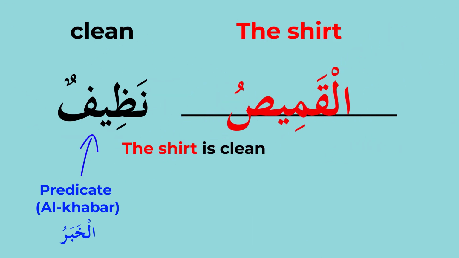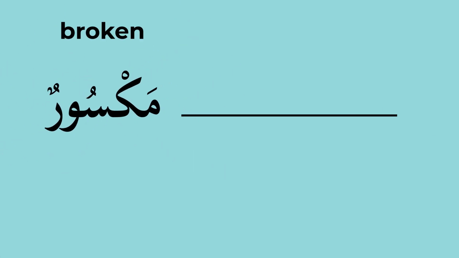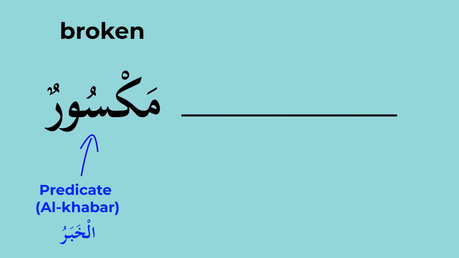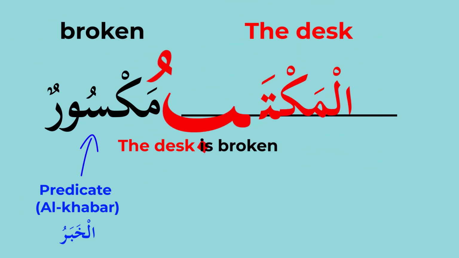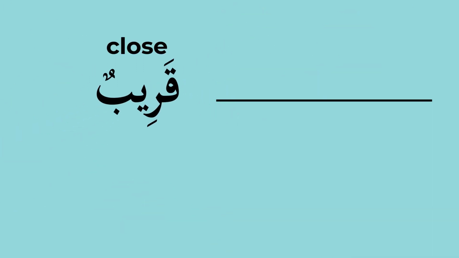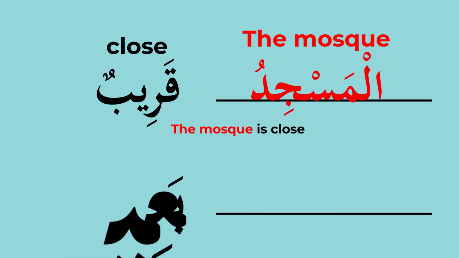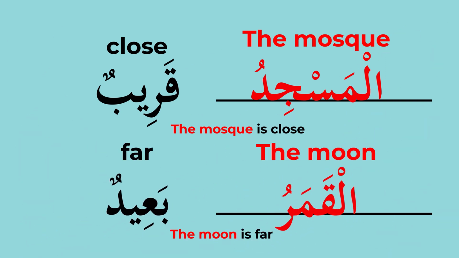Al-kamisu nazifun. So you started with al. Mubtada. Are you with me, brothers? Al-kamisu. MashaAllah. Next one is maksurun. Something is broken. So you are bringing now mubtadas. Al-maktabu maksurun. Mubtada khabar. Very good. Karibun. Al-masjidu karibun. Whatever you can say. Something is far. Al-kamaru ba'idun. Very good, brother.